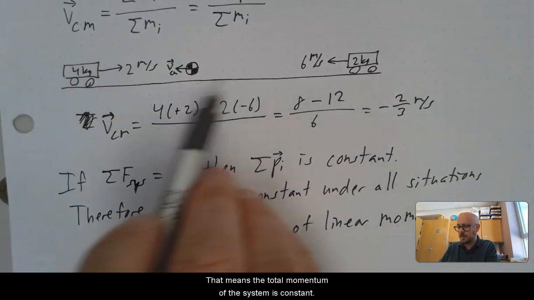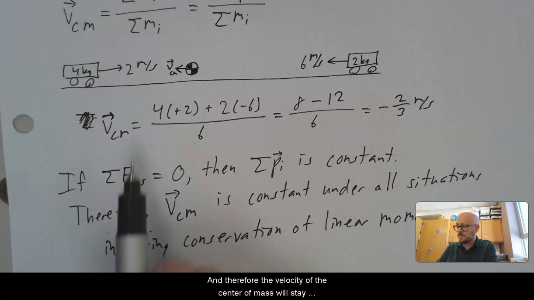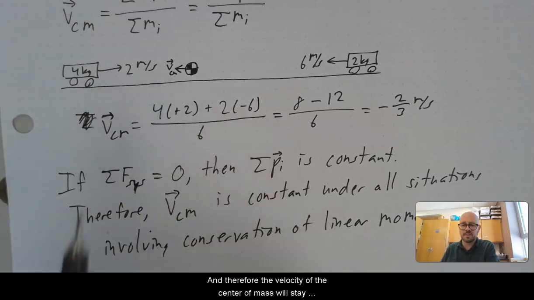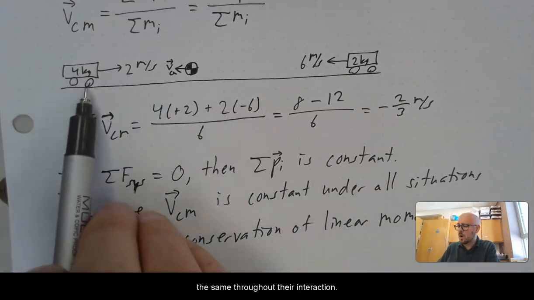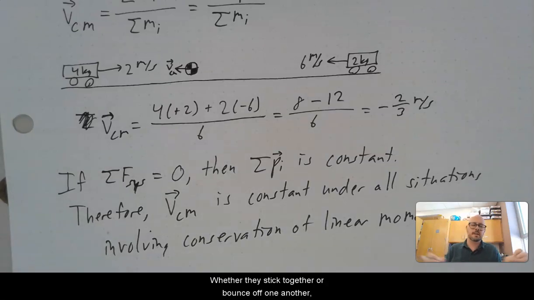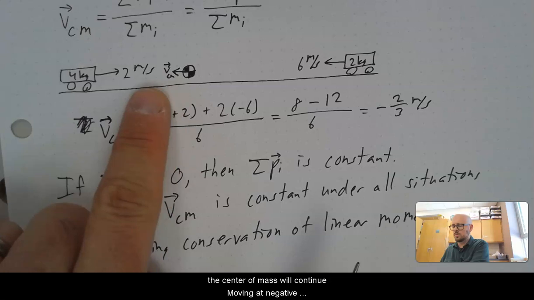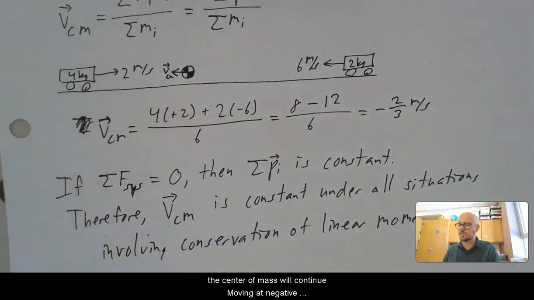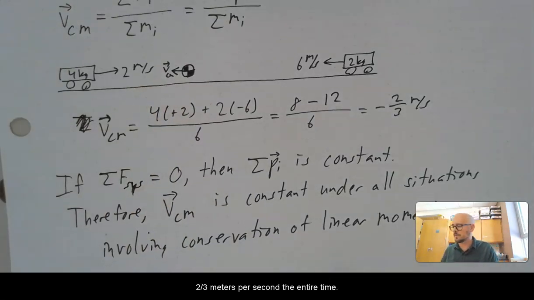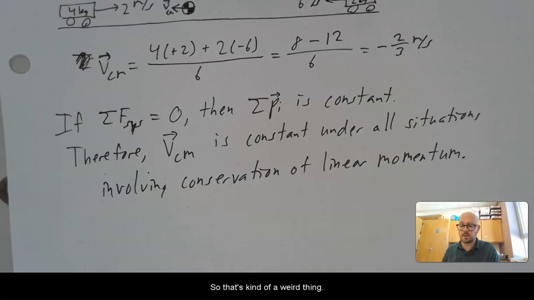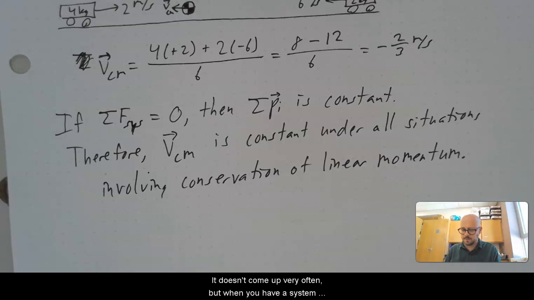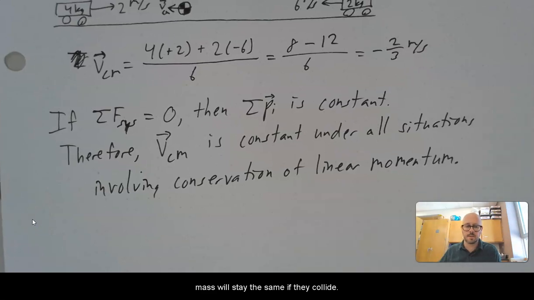That means the total momentum of the system is constant, and therefore the velocity of the center of mass will stay the same throughout their interaction. Whether they stick together or bounce off one another, the center of mass will continue moving at negative 2/3 meters per second the entire time. So that's kind of a weird thing. So remember this. It doesn't come up very often, but when you have a system of objects, the velocity of their center of mass will stay the same if they collide.